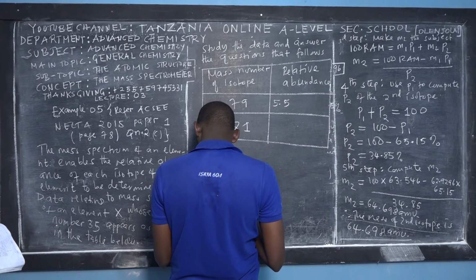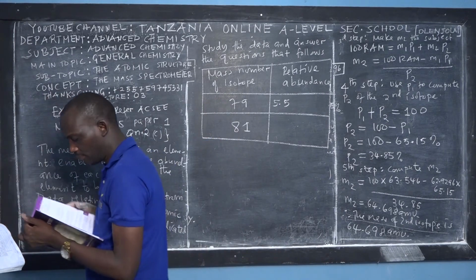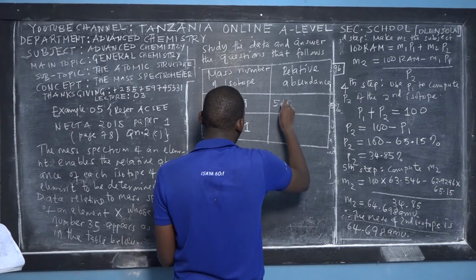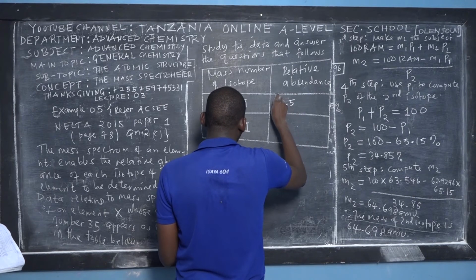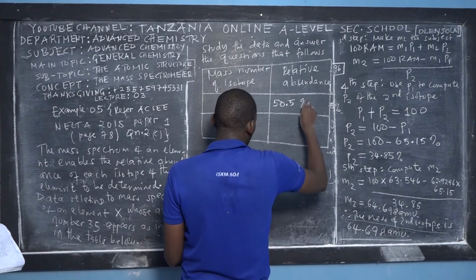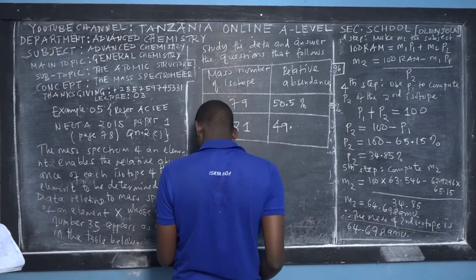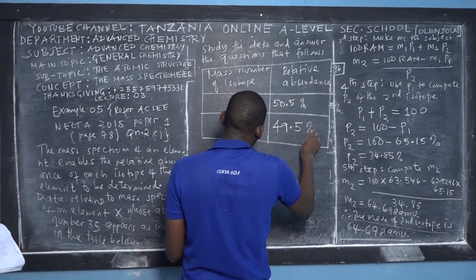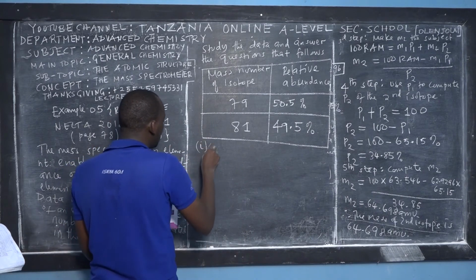Here we have 5.5%. Is it 5.5%? 50.5, sorry. This is 50. There's a typing error in the review. It is 50, not 5%. And then the other one is 49. Because remember that the total percentage or total relative abundance always should be 100. So these are the questions.